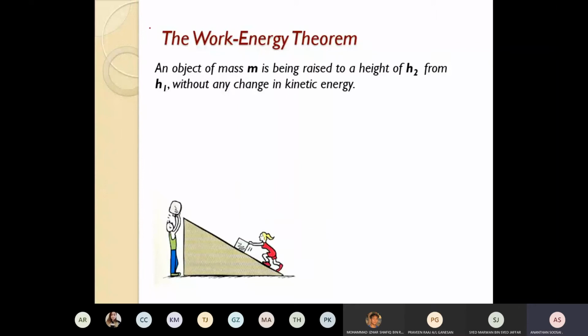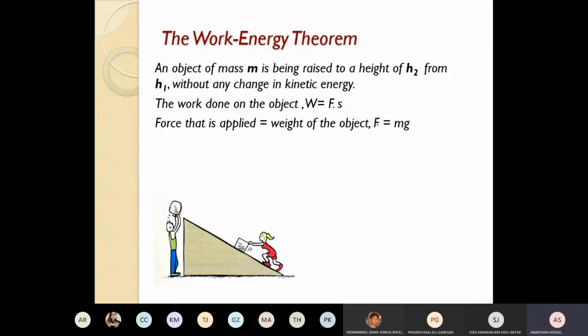An object of mass m is being raised from a height h1 to a height h2 without any change in kinetic energy. So let's say you raise an object from here to here. The work done by the force is F times s, like you are bringing this object from down to up. The work done by you is the force you apply upward times the distance you travel. The force is the weight of the object, because to pull the object up, the least force you need to apply is the same as its weight. So the work done is mg times the height you rise.